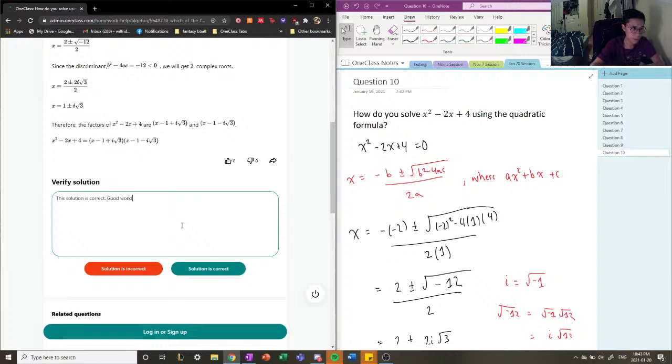Good work. All right, so that wraps up today's lesson on functions and algebra. If you have any other questions related to calculus or functions or algebra or even chemistry, just submit them to OneClass and we'll get to them as soon as possible.